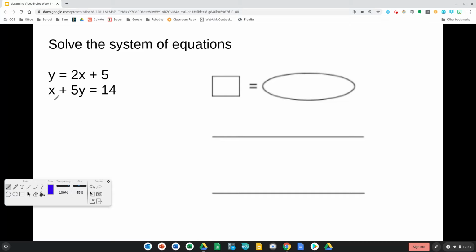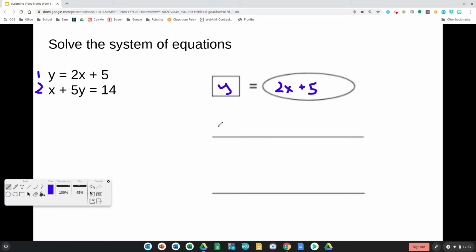So to start with, we want to find an equation that either says x equals or y equals. So which equation are we going to use, the first one or the second one? Okay, we're going to start with the first equation because it says y equals. So y equals 2x plus 5. Now I use the second equation, but the trick is, when I get to the second equation, instead of writing a y, I write down 2x plus 5.